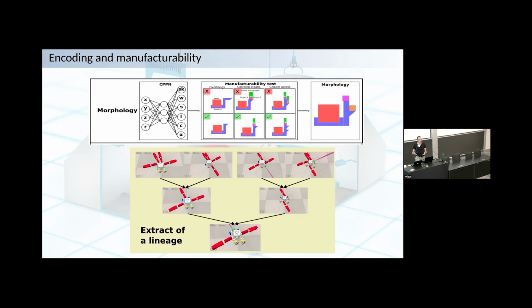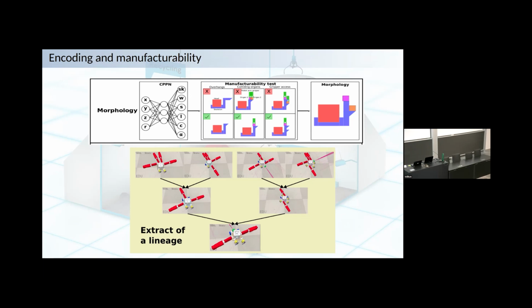Once you have queried the CPPN for each voxel, you get a raw morphology. I call it a raw morphology because it's not manufacturable yet. You can't build it with a robot fabricator. So we need to run some manufacturability tests. That was one of the most interesting findings in this project: when you use the evolution algorithm to generate robotic designs, you don't have the guarantee that you can actually build them with your system. So we need to run these tests.